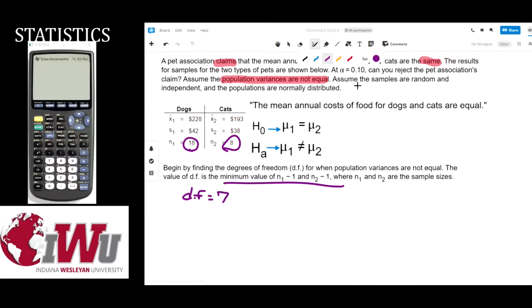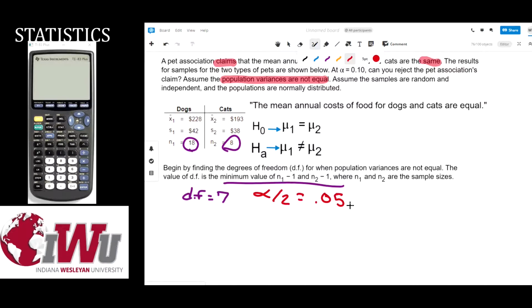Now let's take a look here. Next thing is we have equal to versus not equal to. So the question is one-tailed, left-tailed, right-tailed, or two-tailed. This one here, equal to, not equal to, we have two-tailed. And so that tells us to go to our alpha value of 0.1. And so that's going to be alpha divided by 2. And that's going to be 0.05.